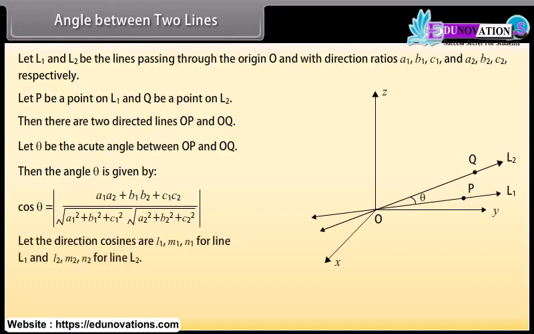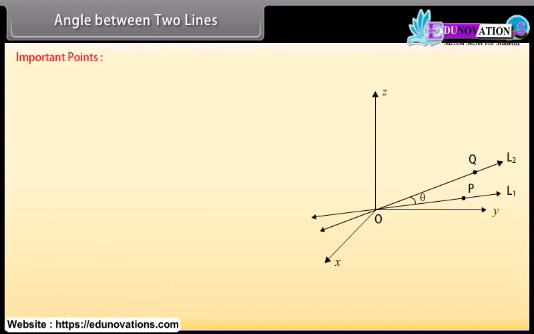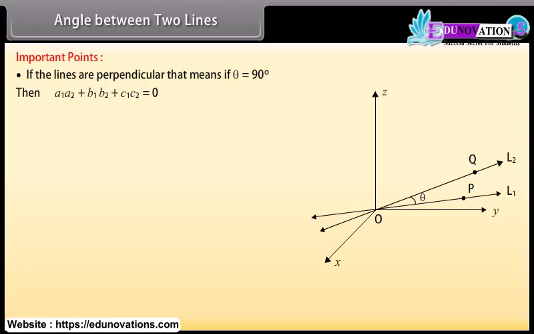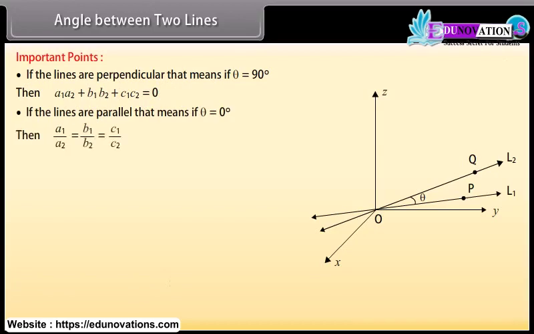Let the direction cosines be l1, m1, n1 for the line L1 and l2, m2, n2 for the line L2. Then the angle theta is given by cos theta equals modulus of (l1l2 + m1m2 + n1n2). Important points. If the lines are perpendicular, that means theta is equal to 90 degrees, then A1A2 + B1B2 + C1C2 equals 0. If the lines are parallel, that means theta is equal to 0 degrees, then A1 by A2 equals B1 by B2 equals C1 by C2.